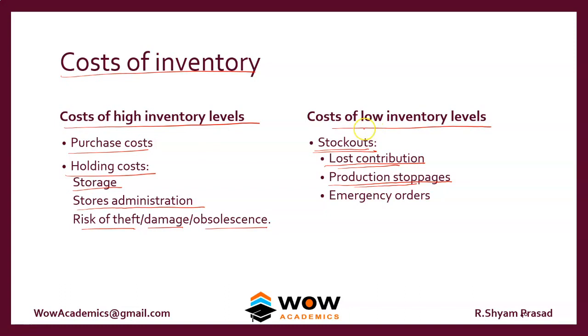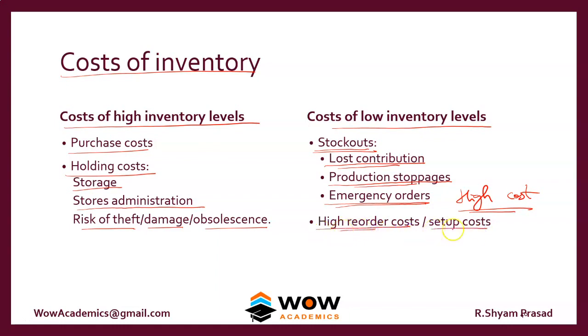Or the problem is, if you have low inventory, we can still get the orders, but we have to place some emergency orders. This has a high cost. It's something like immediately ordering. For that immediate order we have to pay a high cost. If you have low levels of inventory, that will lead to high reorder costs and high setup cost. High reorder cost is when you buy in small batches, then we have to do a lot of reordering, so that increases the cost.